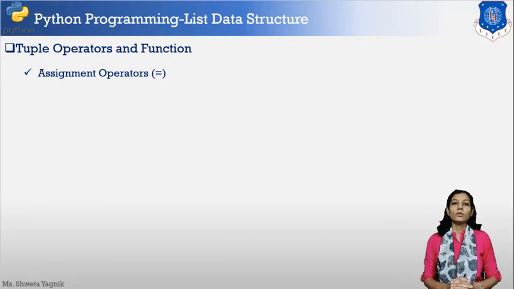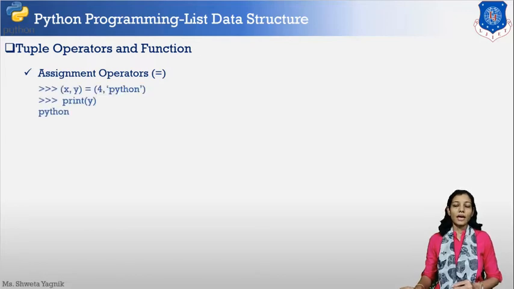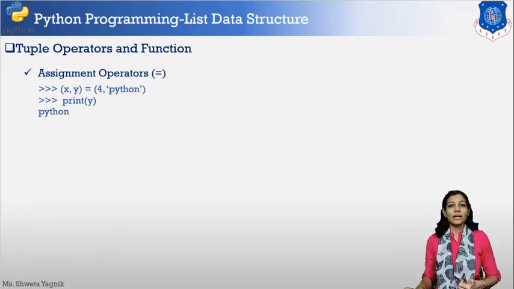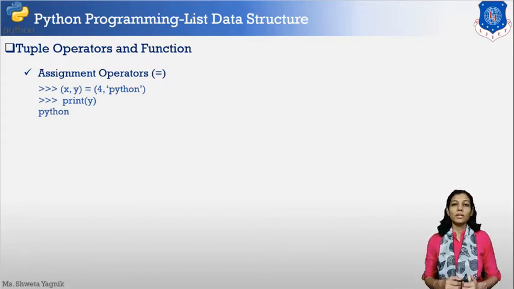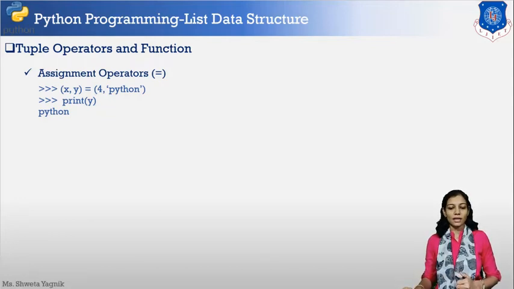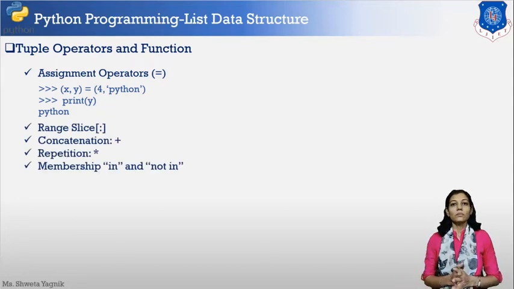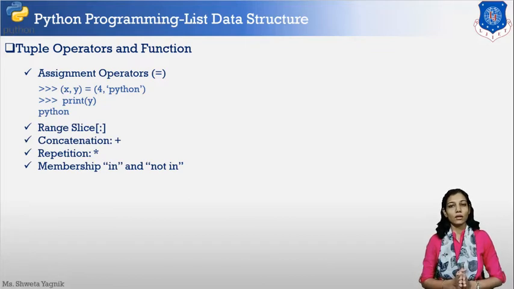First operator that we are going to see is the assignment operator. In the example we can see that x and y is a tuple, where x and y are variables, and on the right hand side of the assignment we have values, that is 4, which is an integer, and the next value is a string. So it will do a tuple assignment. So x will be assigned value 4 and y will be assigned a string, that is Python, and when we print the value of y, it will give the assigned value. So this is equal to a multiple assignment. We are going to see shortly how to do that.